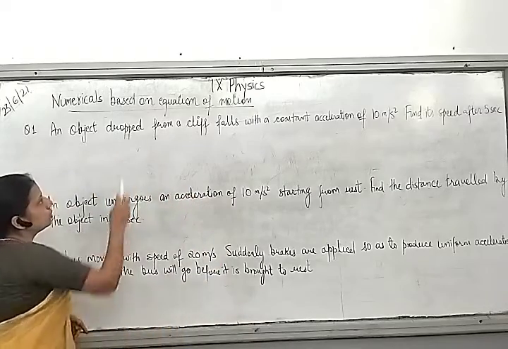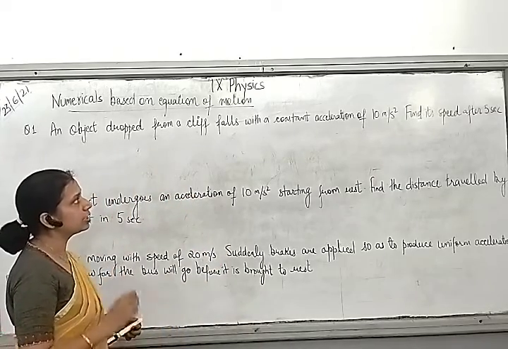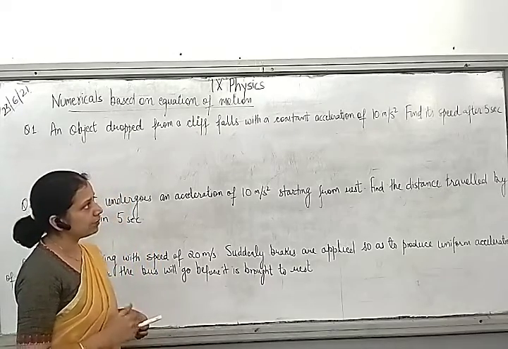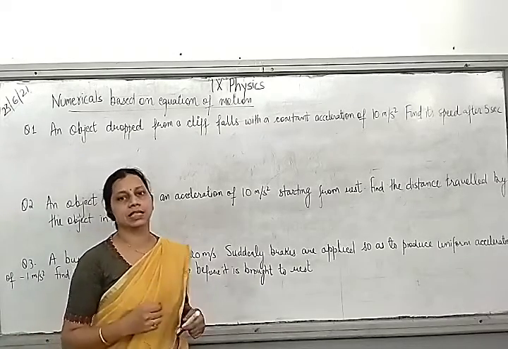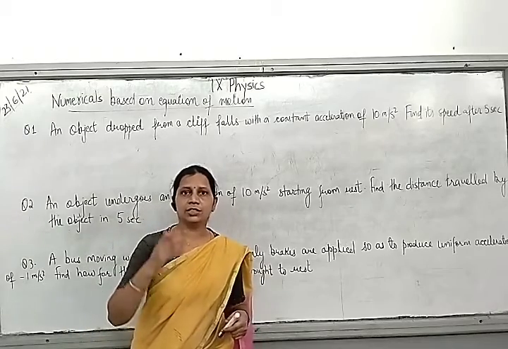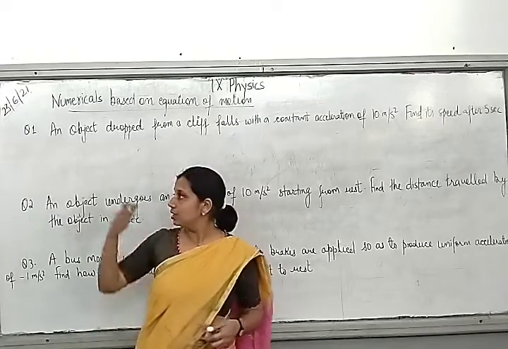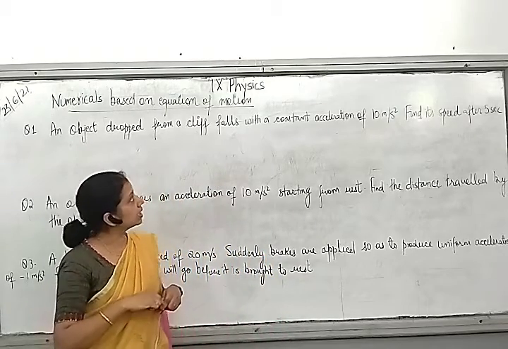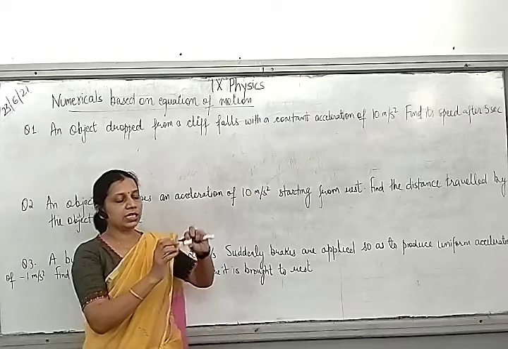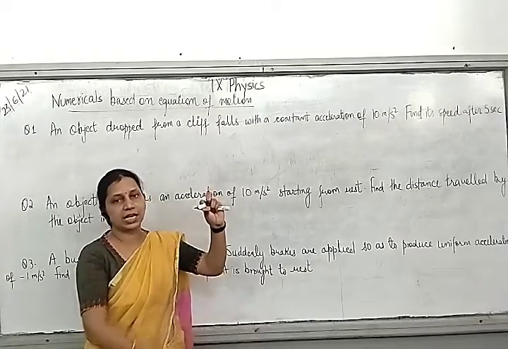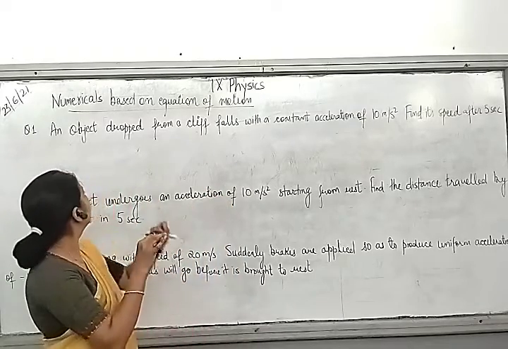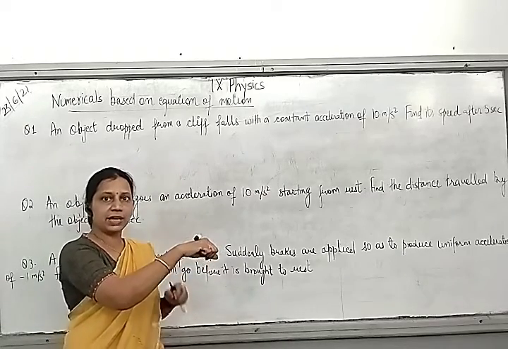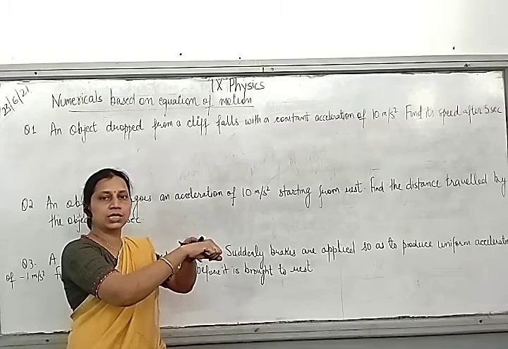An object dropped from a cliff falls with a constant acceleration of 10 meter per second square. Find its speed after 5 seconds. So first thing, try to visualize an image. Imagine this condition. An object is at a cliff. Let's say this is the object. It is at a certain height. The height is not given. The only thing is it is at a certain cliff. Let's say it is here. This is the cliff. This my hand is the cliff. It is dropped from this cliff.